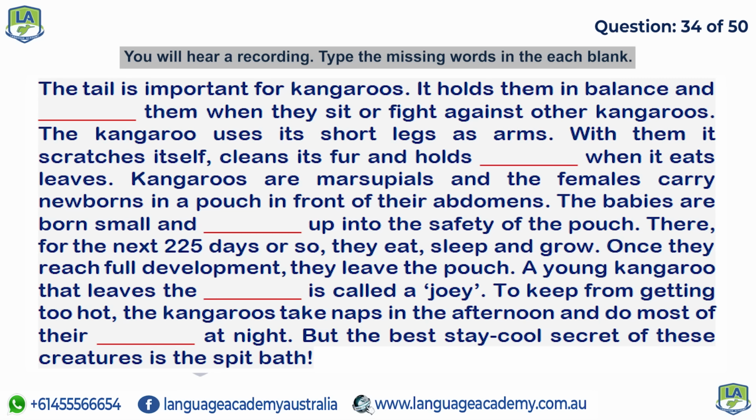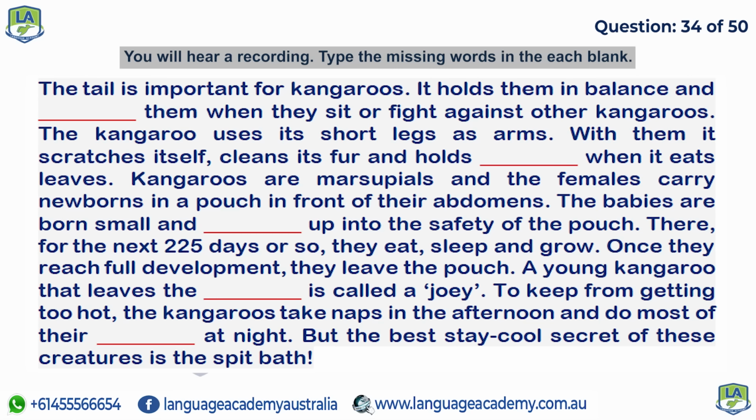The tail is important for kangaroos. It holds them in balance and supports them when they sit or fight against other kangaroos. The kangaroo uses its short legs as arms. With them it scratches itself, cleans its fur and holds branches when it eats leaves.